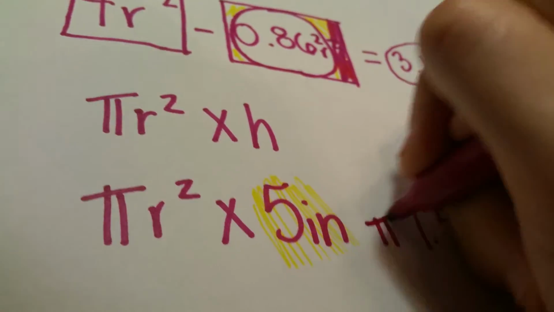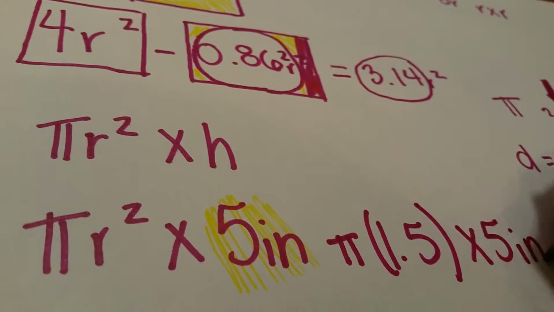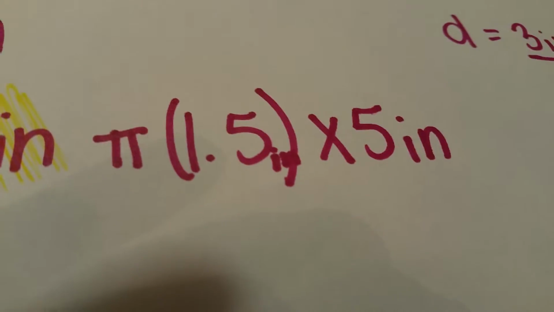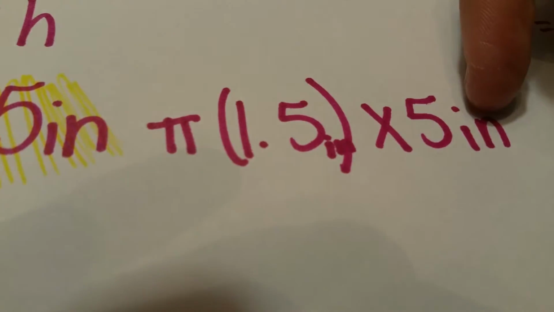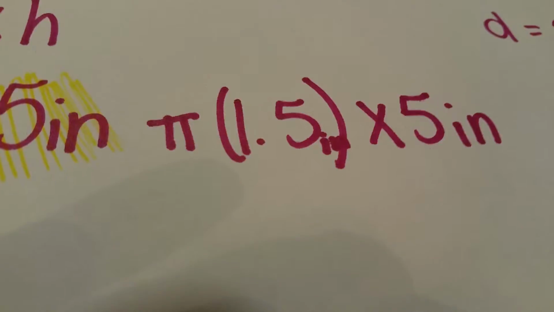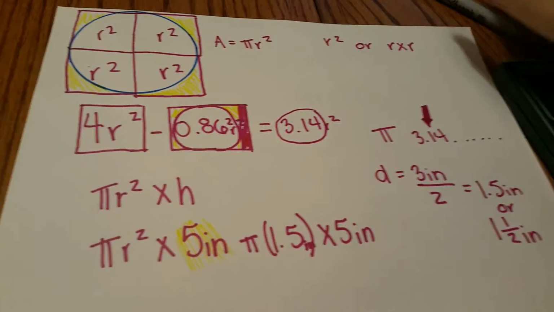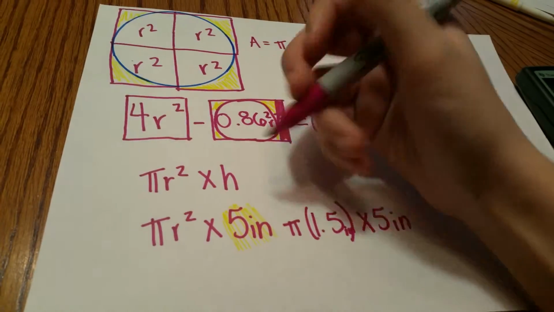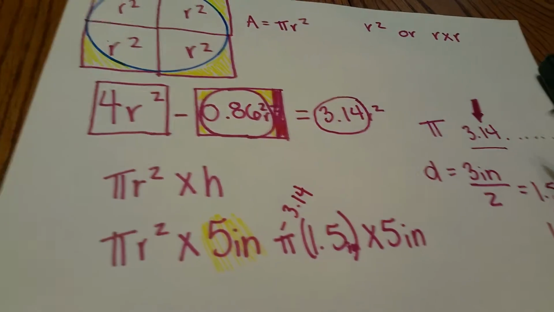Well, let's put pi first, and then my 1.5 times my 5 inches, which is inches too. Make sure when you're doing it, you're adding your inches. So I have my pi 1.5 inches times 5 inches. So now we need to figure out what is that. So remember what I said. I said that we need to figure out this. So I'm going to take pi and I'm going to change that to 3.14 because I said that's what we're going to be using today.